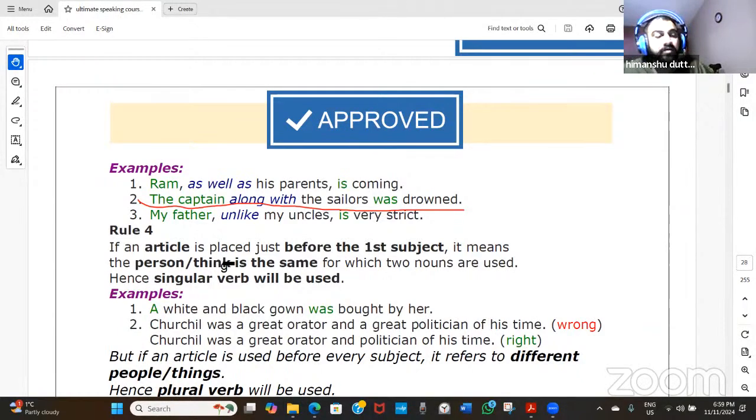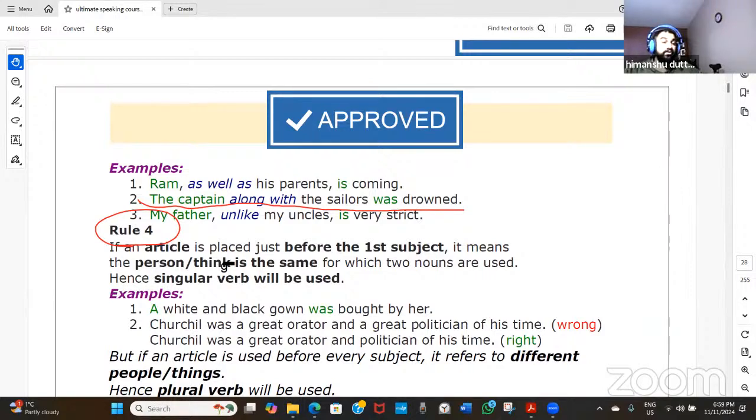Now thereafter, you see, the fourth rule says, what does it say? The fourth rule is very important. Let me tell you that if an article is placed just before the first subject, and an article here means a and the, okay, if an article is placed before the first subject, it means that the person or the thing is the same.